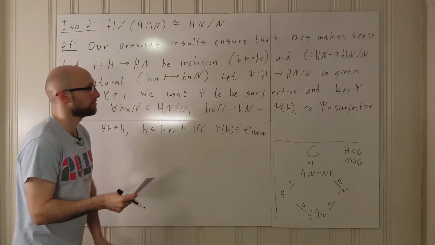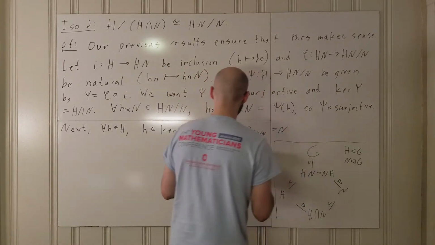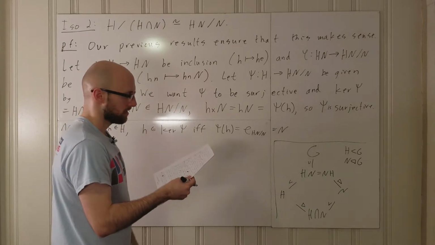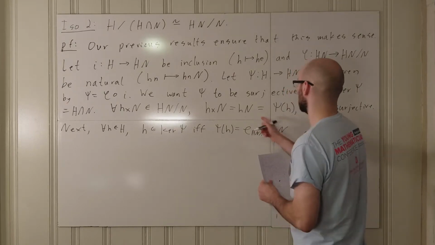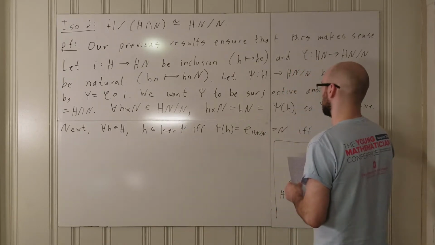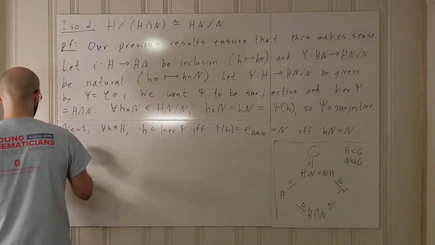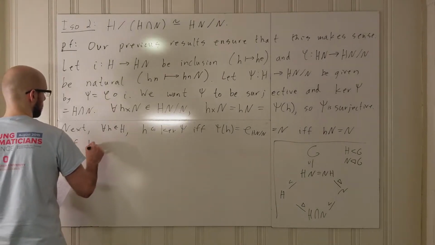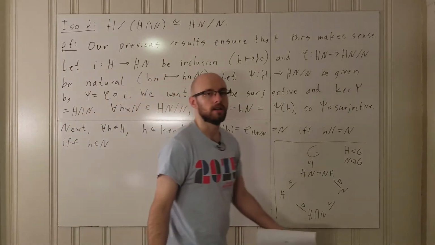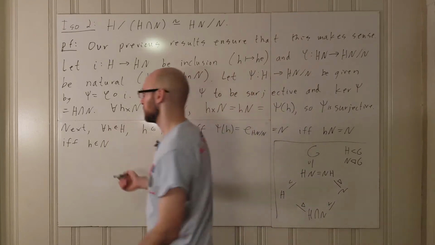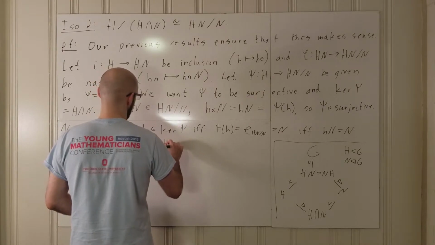But what's the identity in HN mod N? We're modding out by N, and so this is just N. Okay, so psi of h equals N, but remember, psi of h is hN, so this is if and only if hN equals N, if and only if h is in N. But remember, h is obviously going to be in capital H because we chose it there. So h is going to be in N if and only if h is in H intersect N.